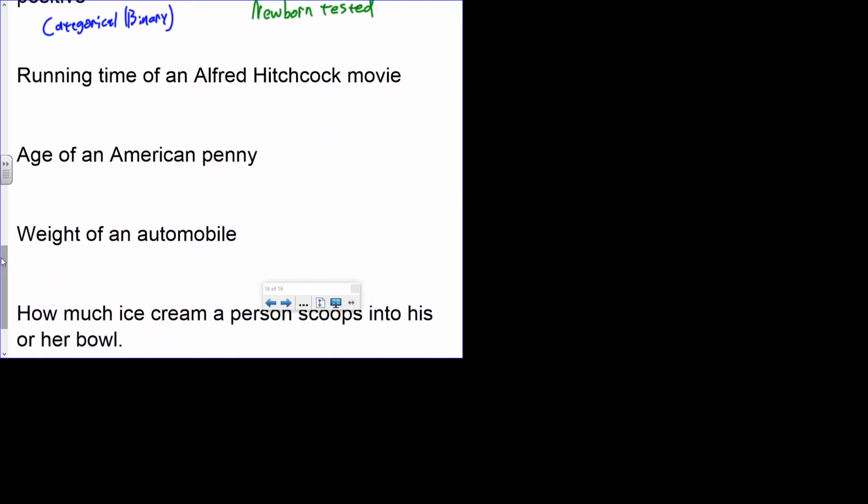Next one, the running time of an Alfred Hitchcock movie. Well, we measure that in minutes, and that is indeed a quantity. That is quantitative. But the running time is going to differ from movie to movie, specifically Alfred Hitchcock movie. That is the observational unit.